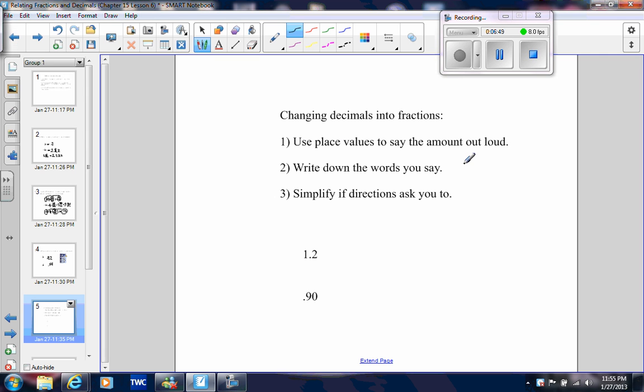I just wrote down 3 steps here. Use place values to say that amount out loud. Write down the words that you say and simplify if the directions ask you to. So this is 1 and 2 tenths. You have to be able to name these using place value. 1 and 2 tenths. So if I can say that out loud, I should be able to write it down. This is 1 and 2 tenths.